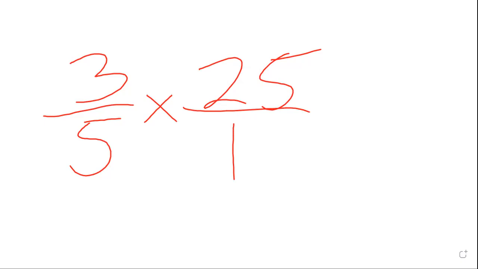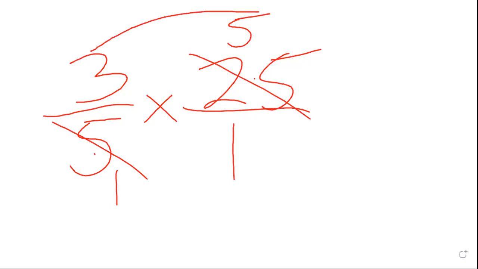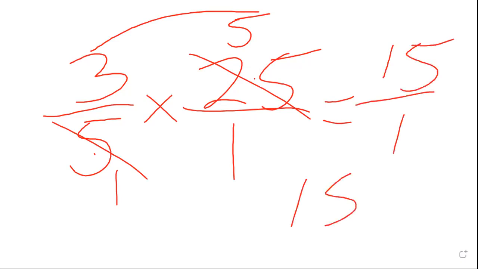So we're going to reduce. We're going to say 5. How many groups of 5 are there in 25? There are 5. So 25 reduces to 5. We divide 5 by 5 and get 1. Now we multiply straight across. We have 3 times 5, which is 15, over 1, which is 15.